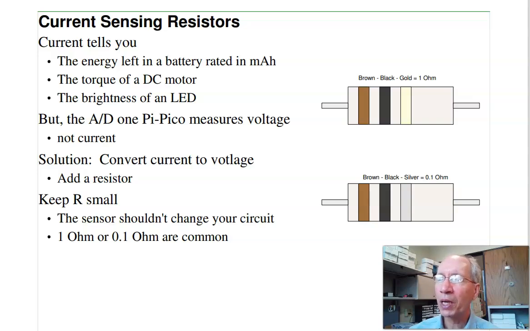You might kind of wonder, why would you ever buy a 0.1 ohm resistor? Well, this is why. From V equals IR, if I have a 0.1 ohm resistor, 1 amp gives you 0.1 volt. If I have a 1 ohm resistor, 1 amp gives you 1 volt. That converts your current to voltage. I can now do something with voltage.